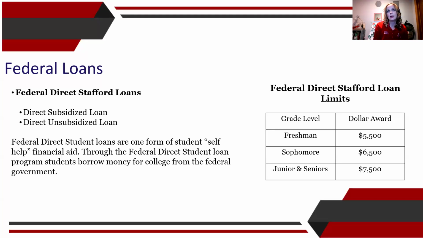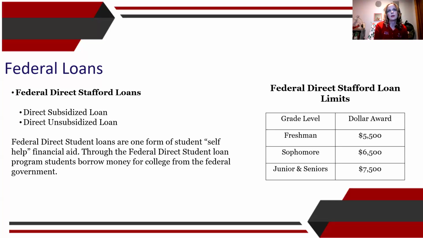Unsubsidized loans are non-need-based loans and are available regardless of financial need. You just have to meet those very high-level eligibility criteria to be awarded an unsubsidized loan. So even if Elon Musk's children applied for FAFSA, as long as they were US citizens, they would be given unsubsidized loan eligibility because need has nothing to do with the awarding of this loan.